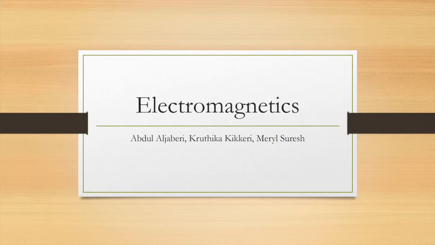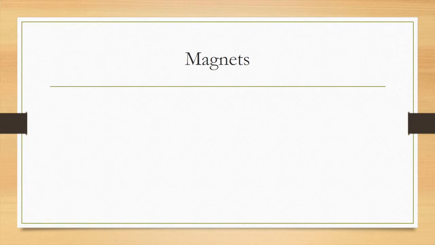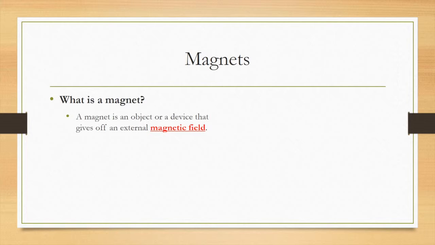Hey everyone, this is me, Meryl, and I'll be going over electromagnetics today. First, we want to talk about magnets. So what is a magnet? A magnet is an object or device that gives off an external magnetic field.